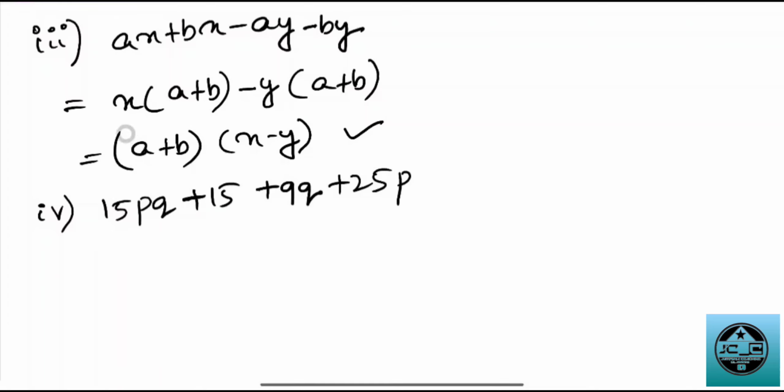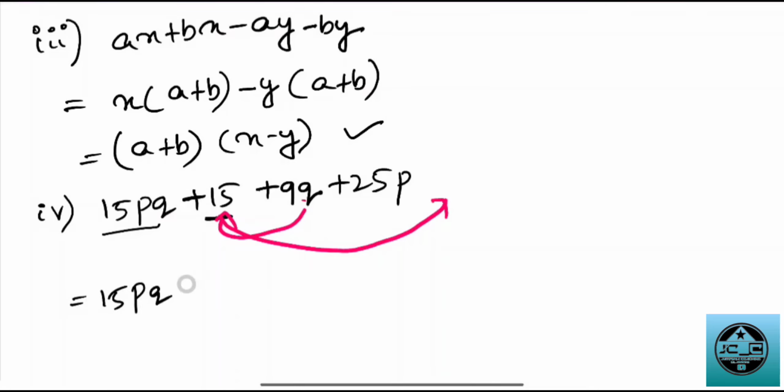Since 15pq and 15 have similarity, but we are remaining with pq plus 1, which would be very awkward and problematic later. That's why we have to do one thing, rearrange. Rearrange means we take this 15 to the last, right? And 9q again in its place. Clear? Now you tell me: 15pq plus 9q plus 25p plus 15.